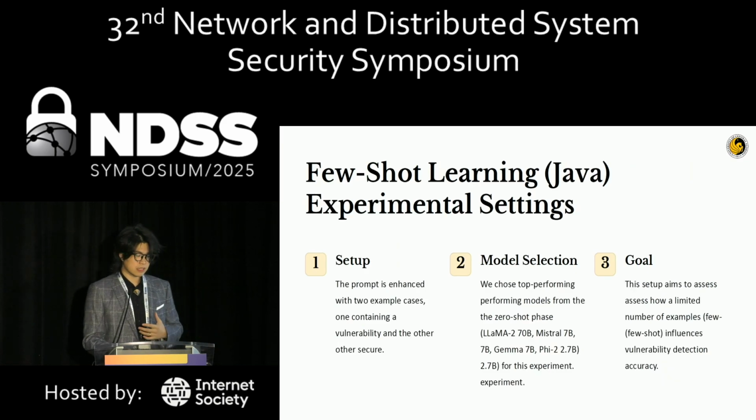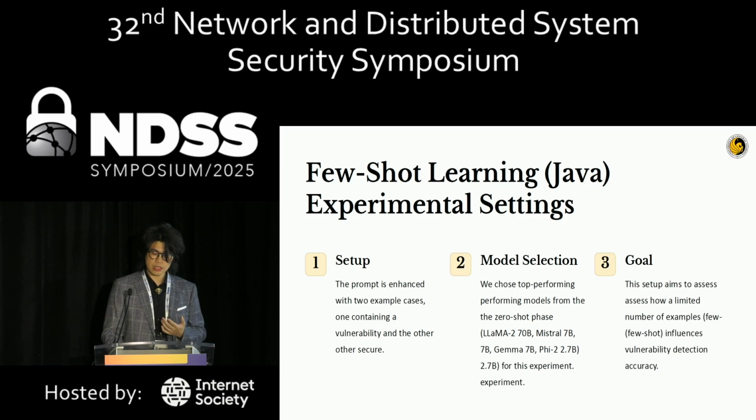So in the following experiment, we added two labeled examples, one vulnerable and one non-vulnerable, into the prompt to see if just a few samples can improve the accuracy or detection rates for Java. We select the top zero-shot performers, and our goal is to observe whether providing minimal guidance significantly boosts accuracy in detecting vulnerabilities.